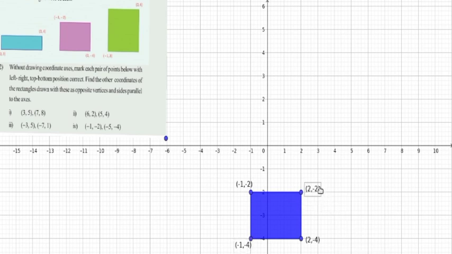Similarly, we get the fourth vertex 2, -2. Similarly, we can find the coordinates of the next rectangle, that is -1, 3 and 2, 6. Okay, without drawing the figure, we can simply say what the coordinates of this point are.